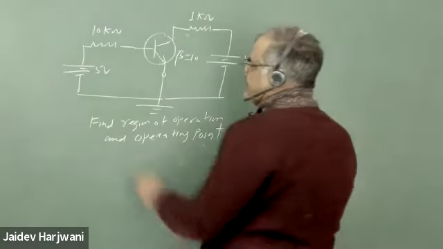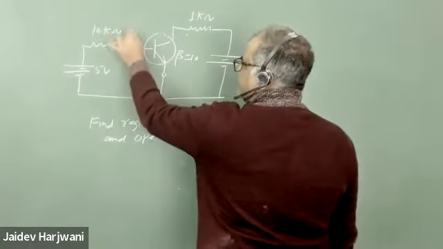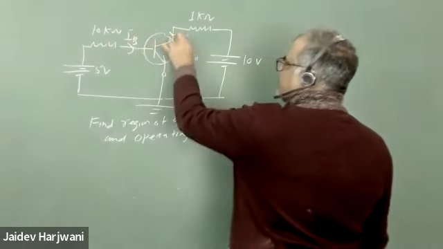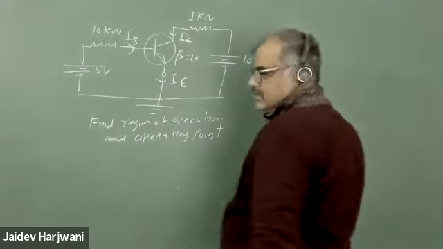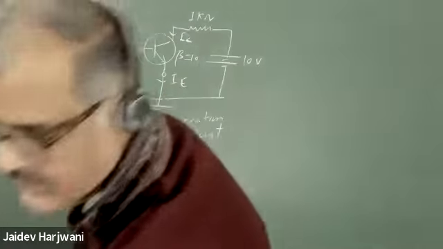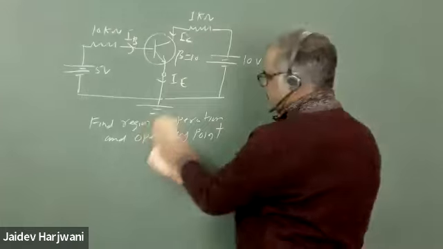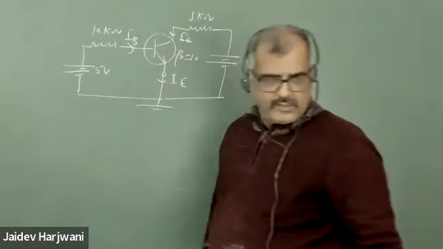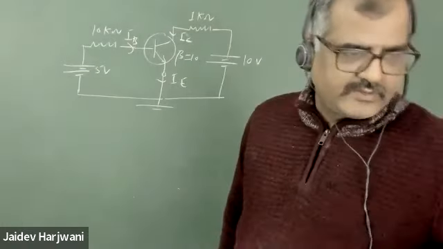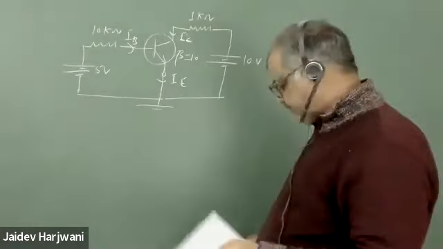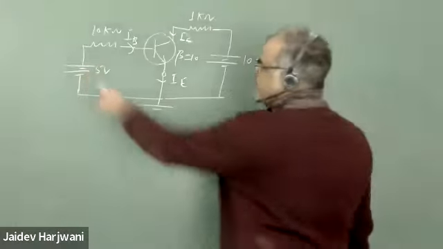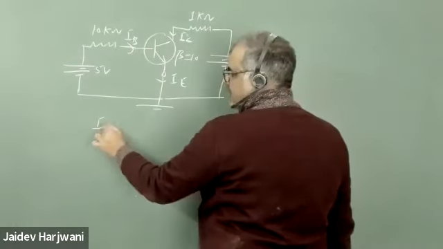So how to write? Here IB is coming, here your IC is coming, here your IE is coming. Sir, 5.7 volt and 4.3 milliampere. Yes, very good. So the operation region is active. If you calculate IB in this loop, IB will be what?